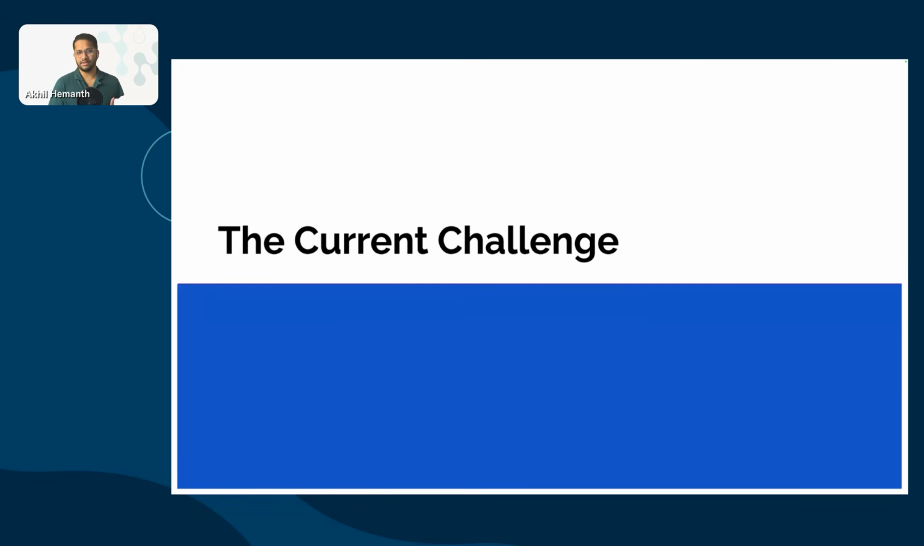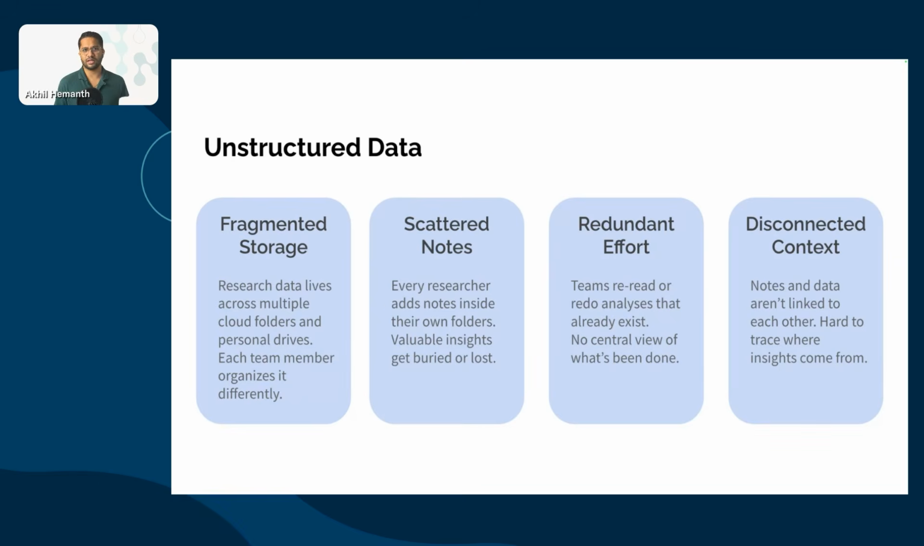Okay, so let's look at the current challenge that we are facing, and I'm sure different teams have different kinds of problems, but this is internal to us. The first one is unstructured data, right? Fragmented storage. All of the research data lives across multiple cloud folders and personal drives. Scattered notes. Every researcher adds notes based off the data that they've seen, but they live in that particular folder. And so the valuable insights kind of get buried.